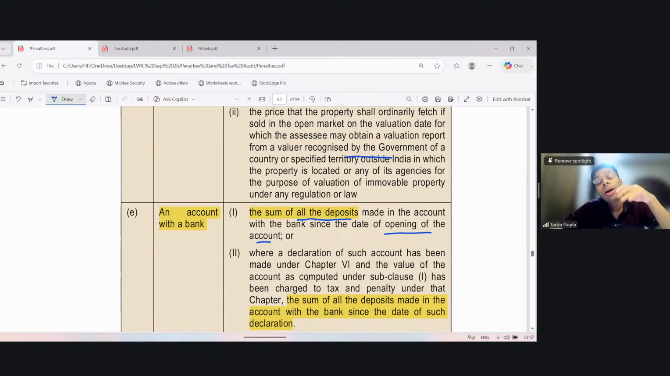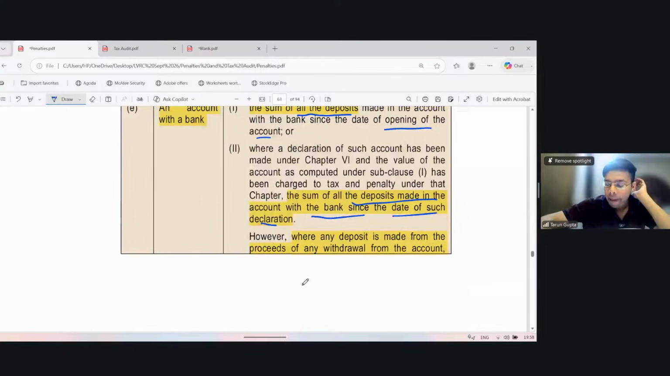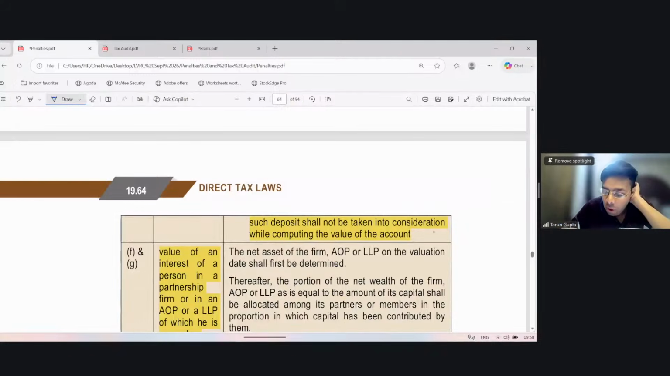However, where any declaration was made when this act came into force, then the sum of all deposits made in the account with the bank since the date of such declaration. Then we will see the deposits after the date of such declaration. Okay. However, where any deposit is made from the proceeds of any withdrawal from the account, so there's a contra. There are two accounts. From one account there is a withdrawal and to the other account there is a deposit. Such deposit shall not be taken into account while computing the value of the account. So of course, contra items are ignored.